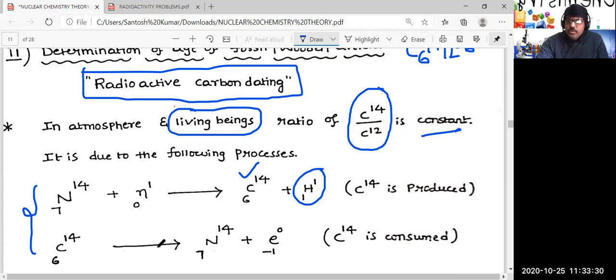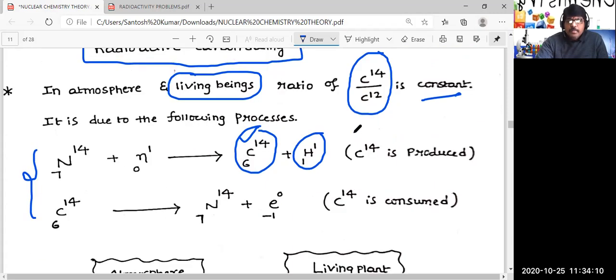Because of these two reactions, the amount of C14 is constant. Of course, the C12 is constant because it is not radioactive, and it is not undergoing any disintegration. And since C14 is produced and C14 is consumed, carbon 14, even though it is radioactive, has constant mass. So this carbon 14 may be in the form of carbon dioxide or it may be in the form of carbohydrate.